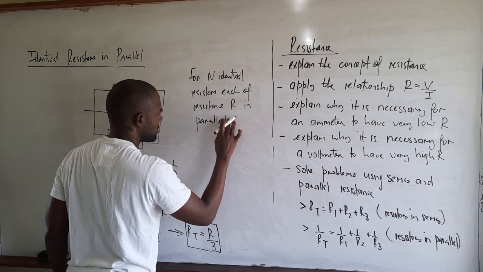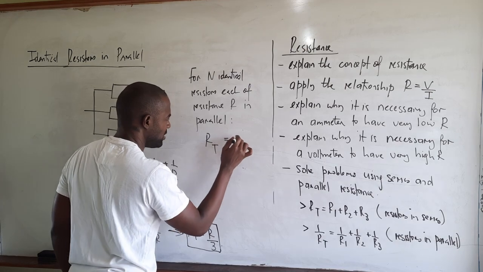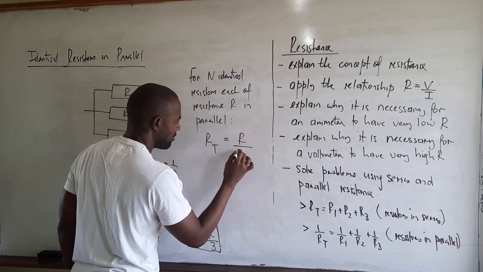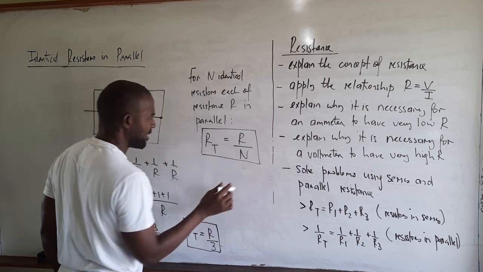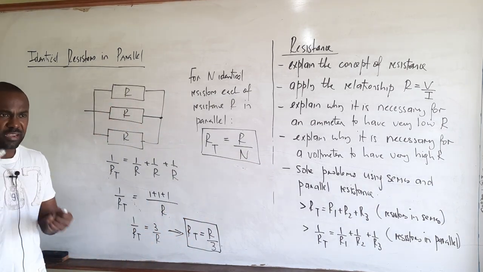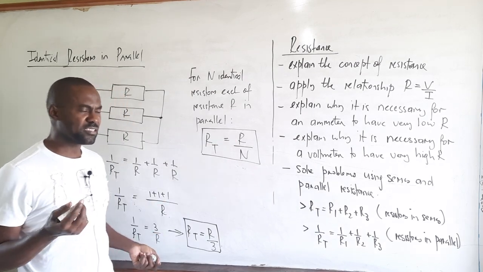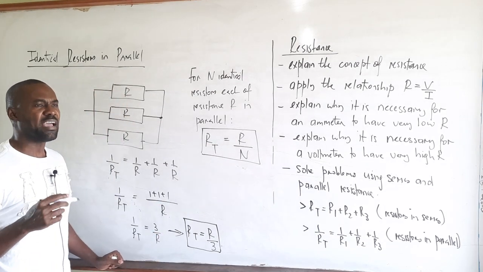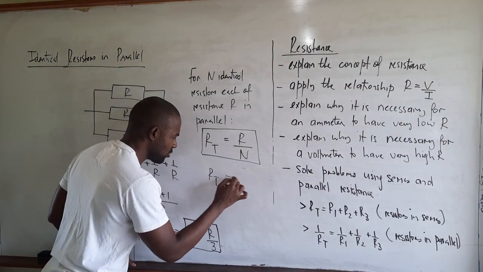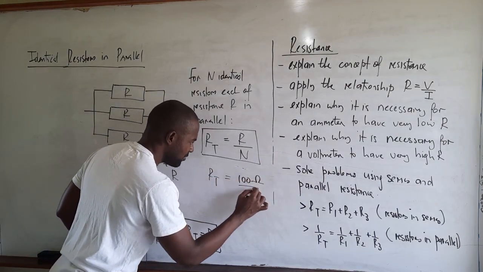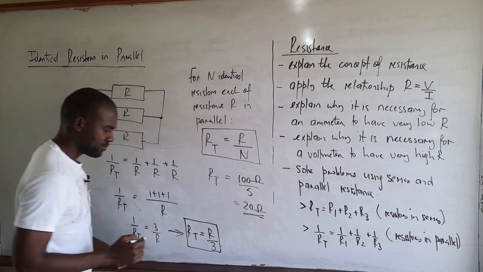we can say that RT, the total effective resistance, is simply equal to the value of one resistor divided by the number of resistors. So this applies, of course, only if they're in parallel and if they are identical. For instance, if we have 5 resistors of 100 ohms each connected in parallel, then the total effective resistance would be equal to 100 ohms divided by 5, and that will give us 20 ohms.